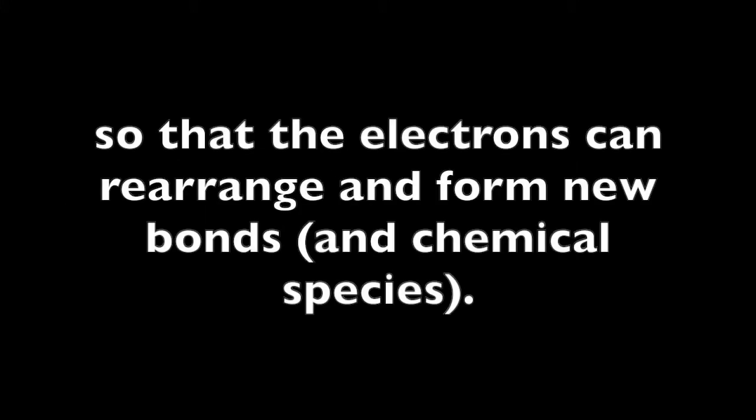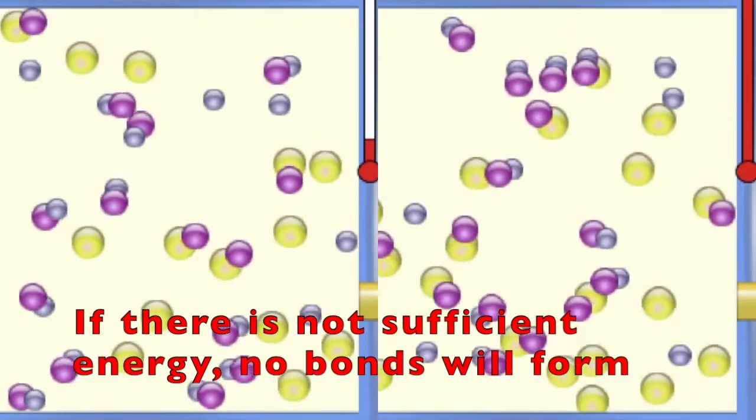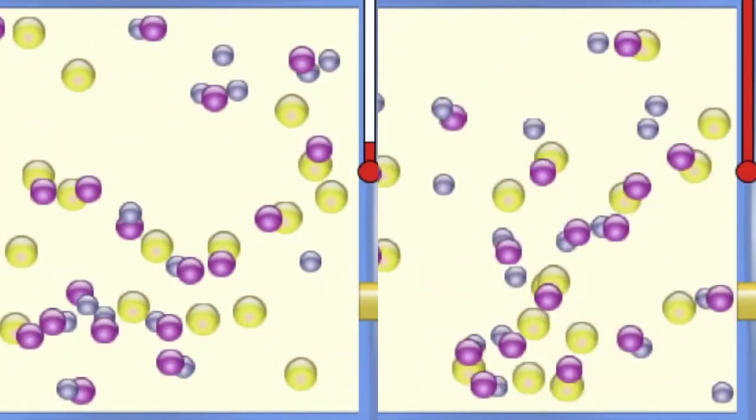Postulate 3 states that the collision must occur with adequate energy to permit mutual penetration of the reacting species' valence shells so that the electrons can rearrange to form new bonds and new chemical species. If there's not sufficient energy, no bonds will form. In summary, whether a reaction will happen depends on the probability of species bumping into each other with the right energy and orientation.